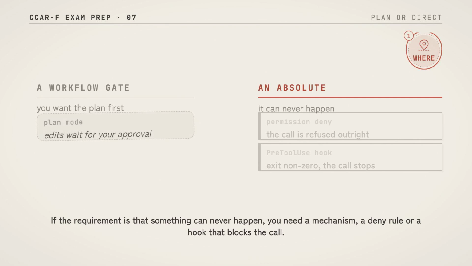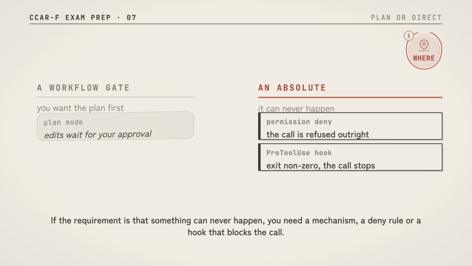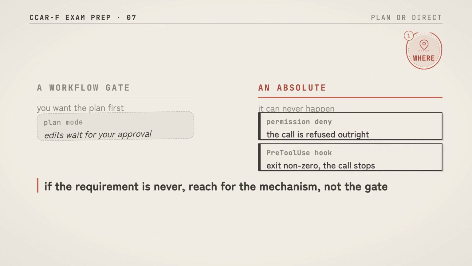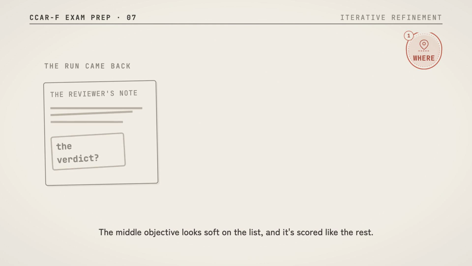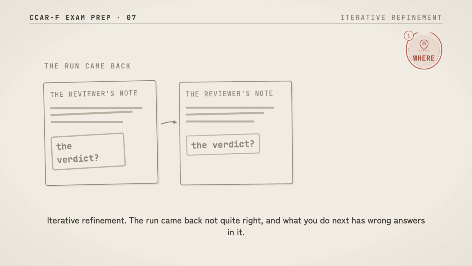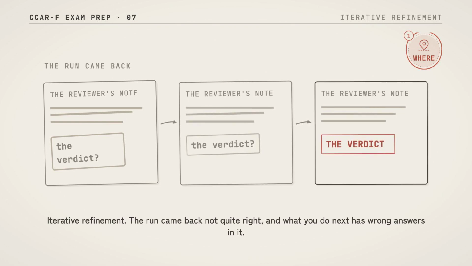If the requirement is that something can never happen, you need a mechanism, a deny rule, or a hook that blocks the call. Then the plan's approved, the run happens, and it comes back not quite right. The middle objective looks soft on the list, and it's scored like the rest. Iterative refinement.